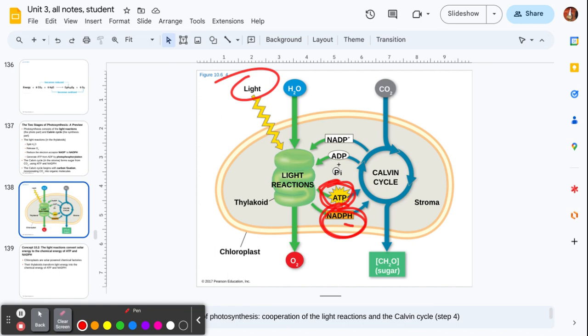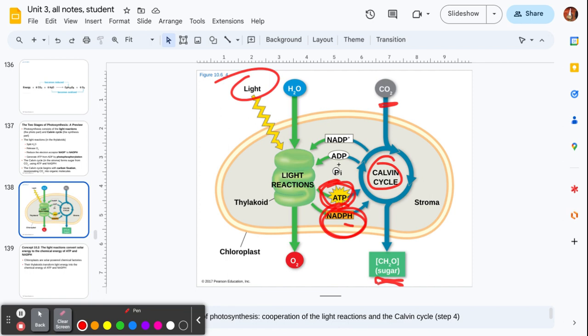Okay? Now we want to do something with that. So the something that we're going to do with it is we're going to go into this thing called the Calvin cycle. And in the Calvin cycle, we're going to take all that energy along with carbon dioxide from the air. And we're going to turn that into sugar. We're going to make bigger molecules. So this is an endergonic series of reactions. And we're going to store these high energy electrons in our sugar molecule.